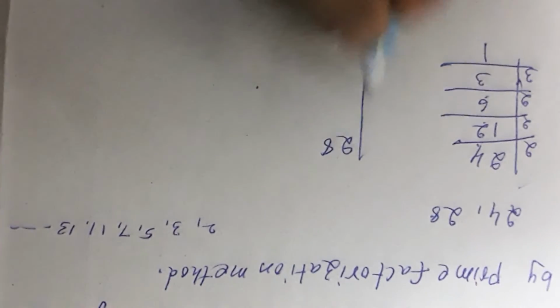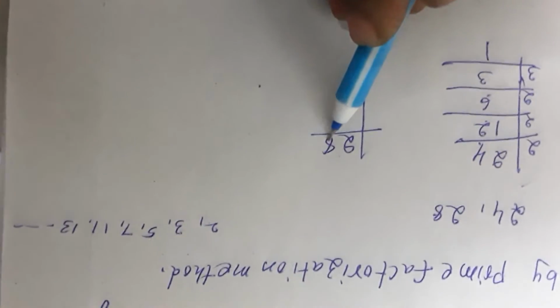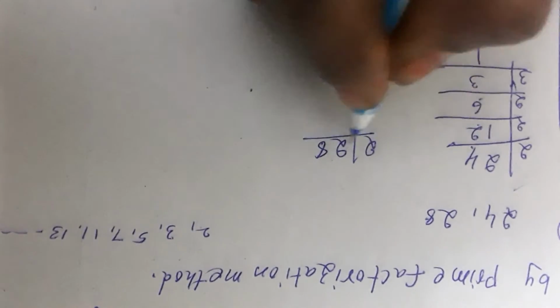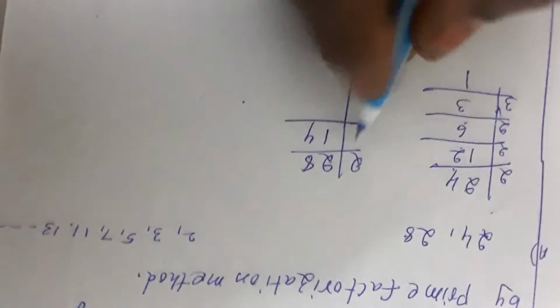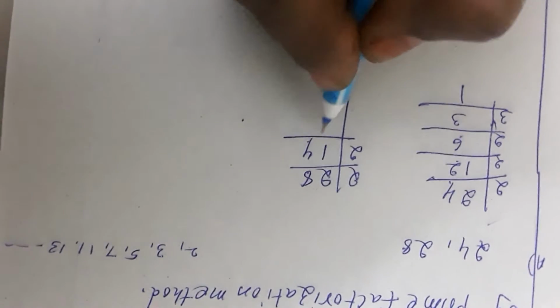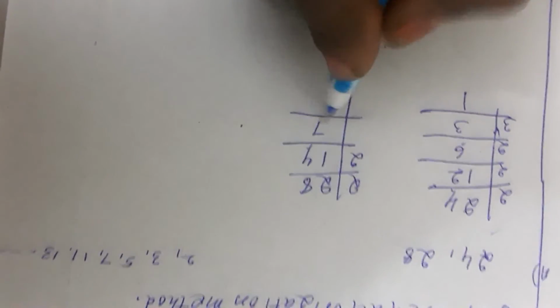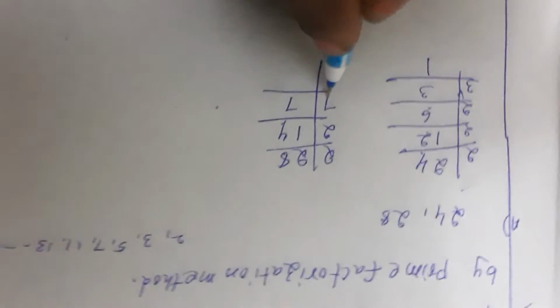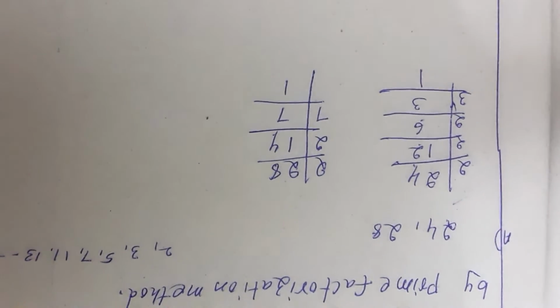28 is also divisible by 2 because its 1's place is 8. So 2 14s are 28. Again this 14 is divisible by 2. 2 7s are 14. 7 is a prime number. So 7 is divisible by 7 one time. So 1 7 is 7.